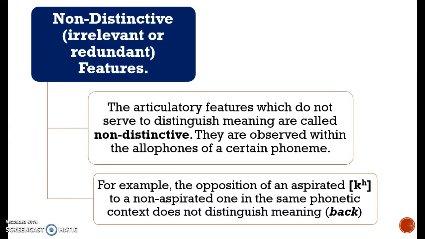Non-distinctive or irrelevant or redundant features can be observed within the allophones of a certain phoneme. For example, the position of an aspirated k to a non-aspirated one in the same phonetic context does not distinguish their meaning. For example, back.